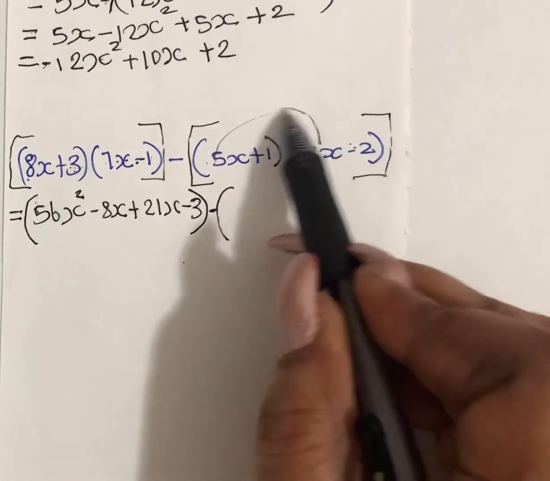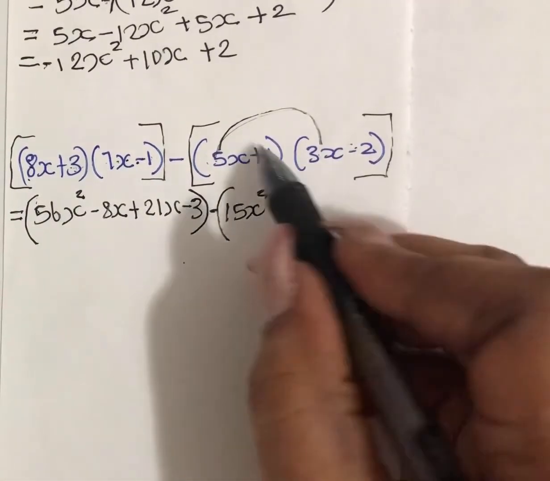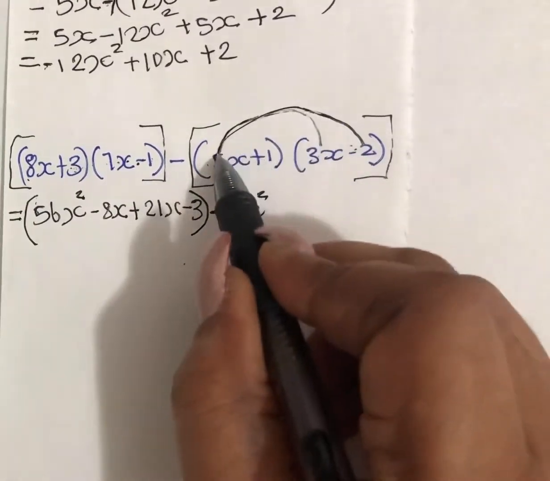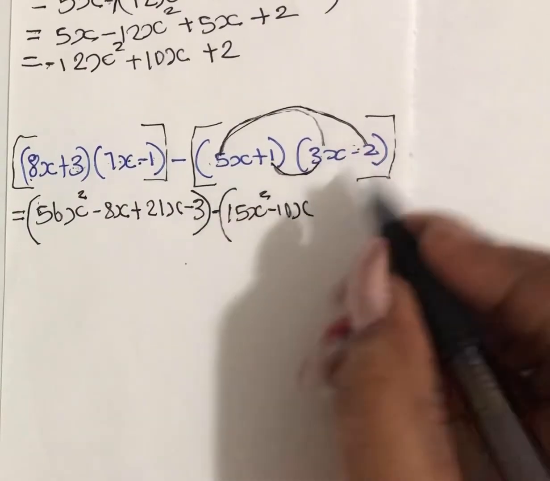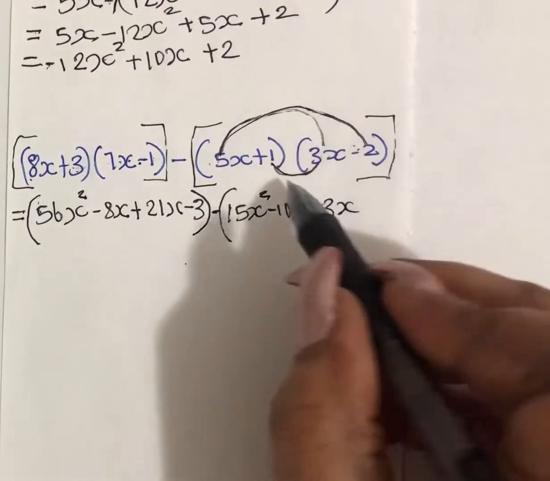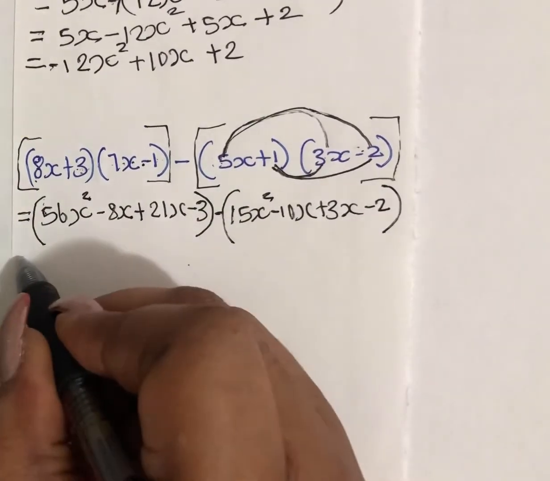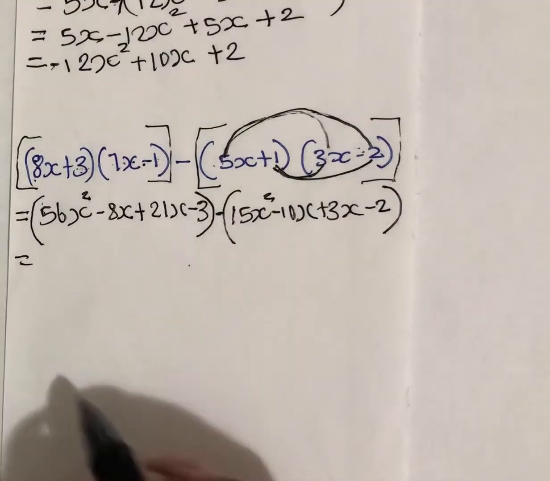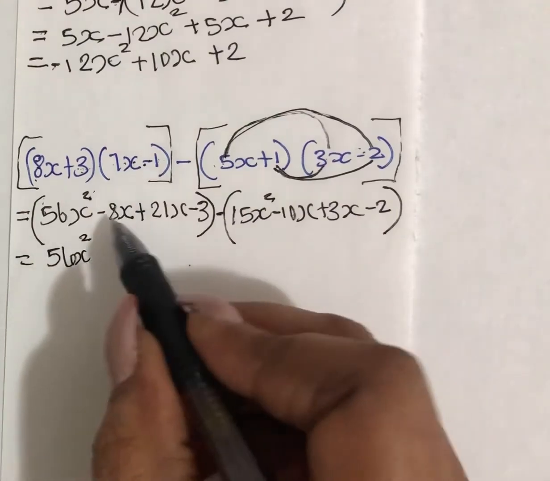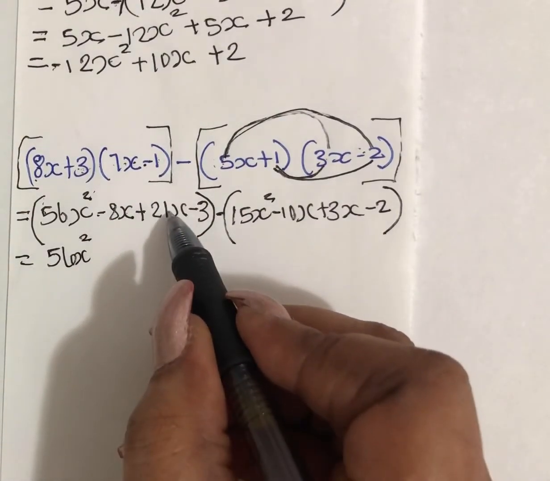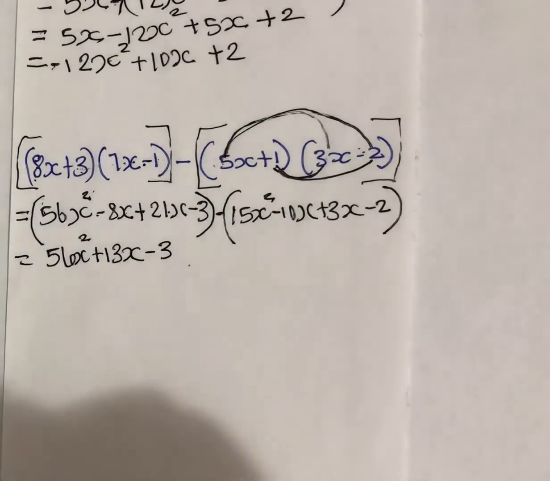First, that's the first. Outer, inner, and last. I'm going to simplify each of those parentheses. The only x squared term here is 56. Minus 8 plus 21 is plus 13. And we minus 3, right? And then we have our subtraction sign.